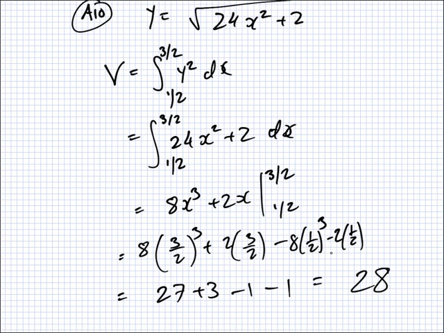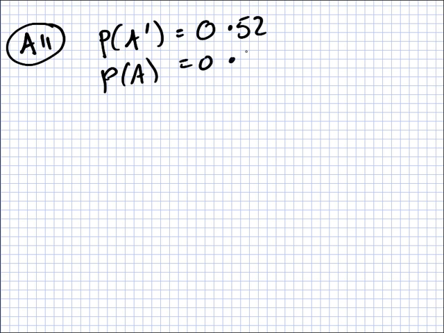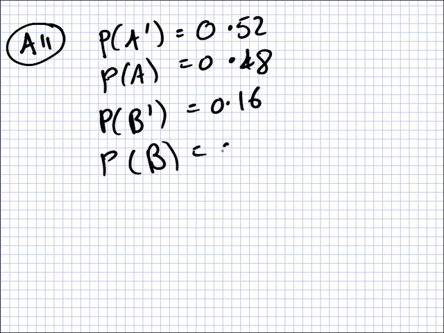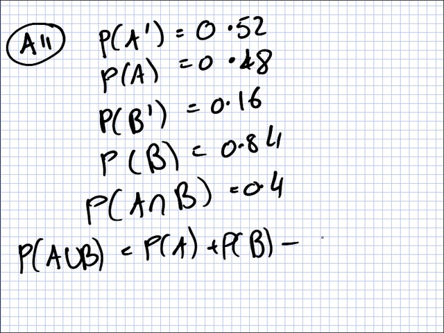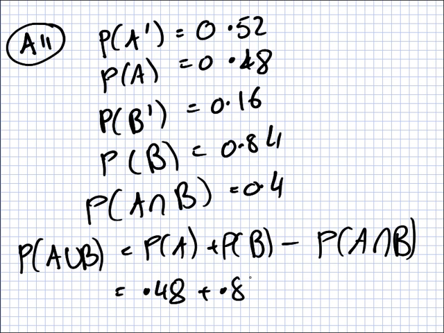Okay. Can I scroll down to 11? Okay, 11 now. So, A11. A and B are events such that not A is 0.52, which by the way would mean that A is 0.48. Not B is 0.16, so by the way that would mean B is 0.84. A intersect B is 0.42. So the first thing they ask you for is what is the probability of A union B? And you know the formula, that's PA plus PB minus PA intersect B. So what's that? 0.48 plus 0.84 minus 0.42.